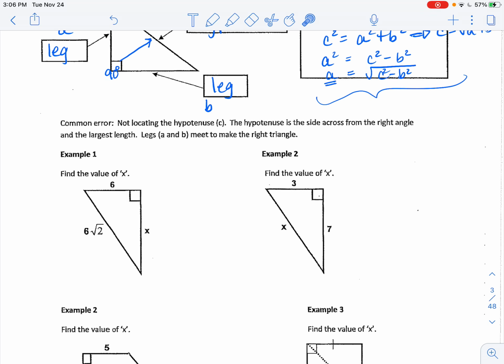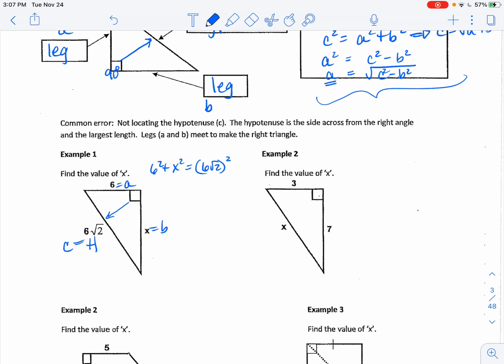It doesn't really matter which leg you identify as the A and the B. These are the legs that meet at the right angle. So in this first example, we're trying to find a leg. I know it's a leg because across the box is the hypotenuse. And so I'm just going to call this guy A and this guy B, and I'll call this guy C. All right, so A squared plus B squared is equal to C squared.